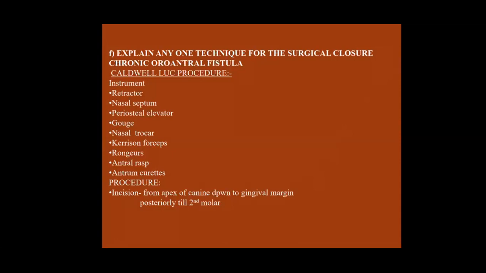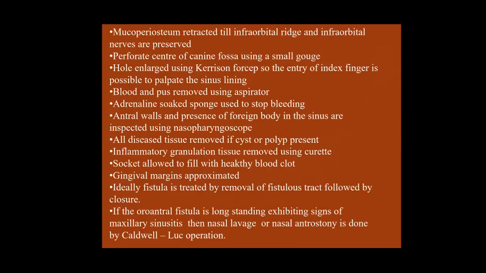First of all, an incision is given from the apex of the canine down to the gingival margin posteriorly till the second molar. The mucoperiosteum is retracted till the infraorbital ridge, and the infraorbital nerves are preserved. Perforate the center of the canine fossa using a small gouge. The hole is enlarged using Kerrison forceps so that entry of the index finger is possible, to palpate the sinus lining. The pus and blood are removed using the aspirator. An adrenaline soaked sponge is used to stop the bleeding.